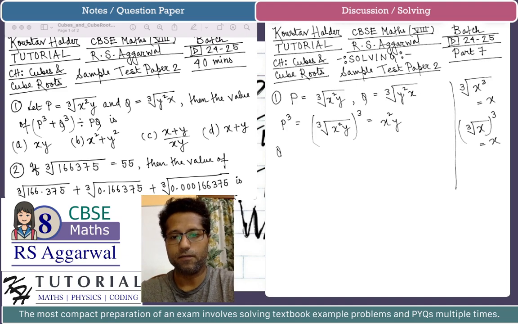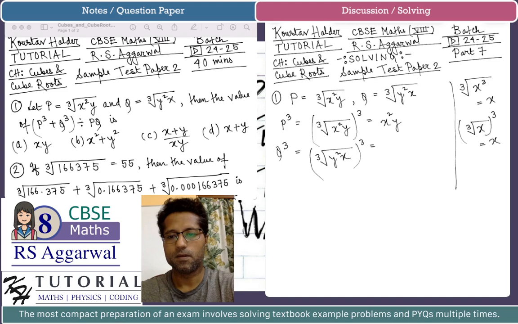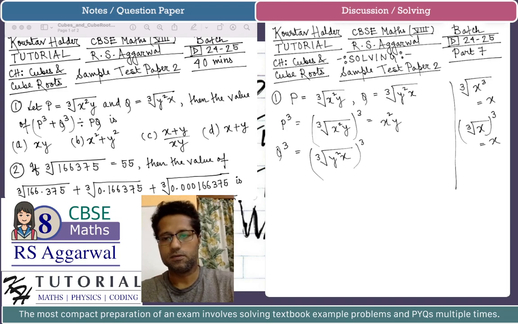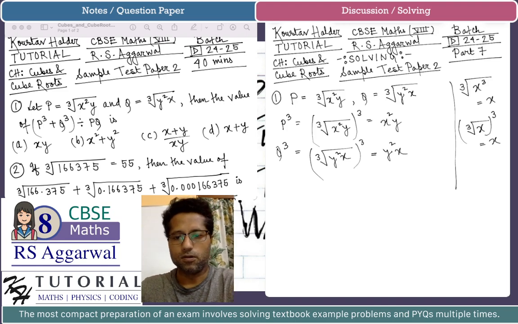Also we will have Q cube. We have Q is equal to cube root of y square x. So Q cube will be the cube of this, and this is equal to y square x.